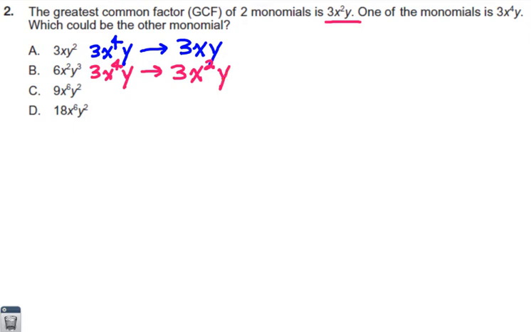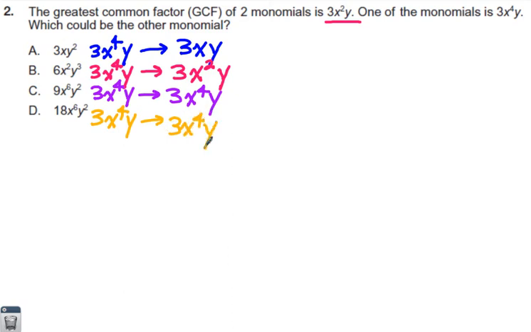But just to make sure, what would the GCF be here? Well, we got 3 between 3 and 9. Between x to the fourth and x to the sixth, the smaller power is 4. All right, so we see it's not C, just to confirm. And then for D, it would be 3, but then x to the fourth again, and then y.